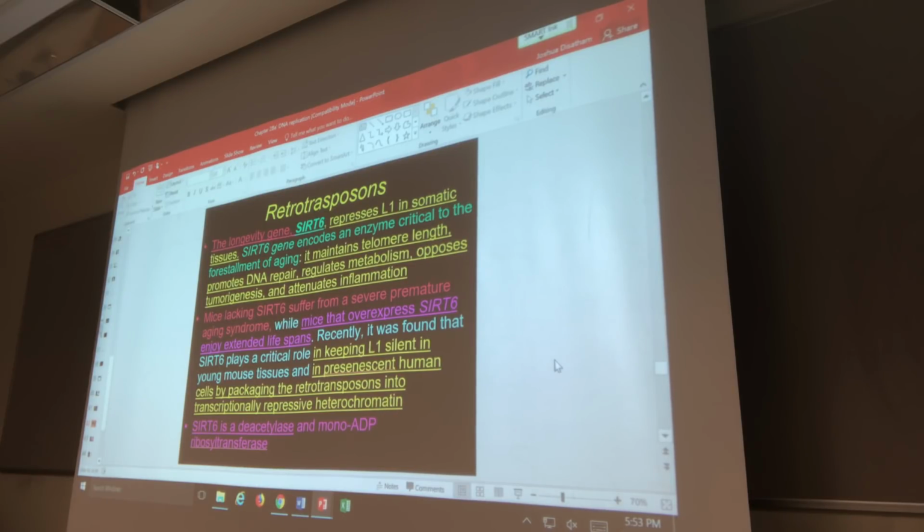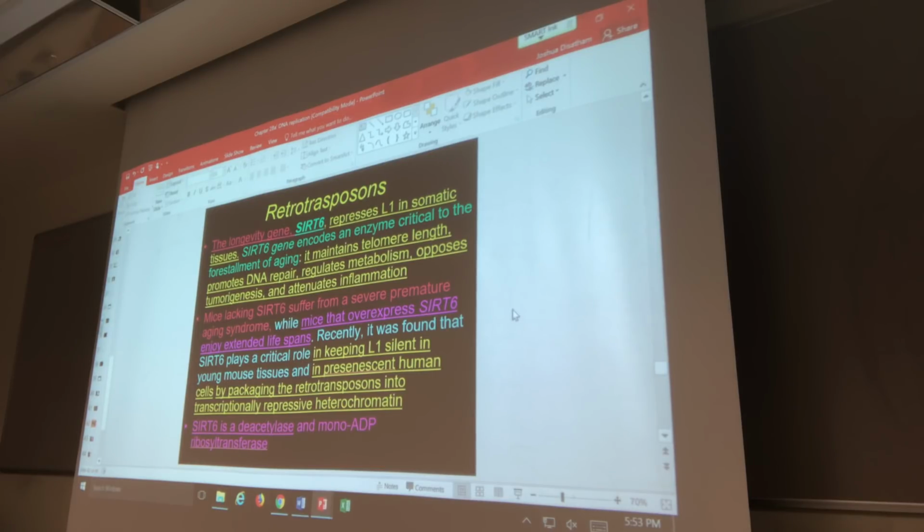So, SIRT6 is a deacetylase. It likes to remove acetyl groups, okay? You don't need to know more than that in regards to the deacetylase thing. Longevity gene, maintains telomere length. Look at all these facts about it. Please memorize them, and it'll be like which of the following is true or which of the following is false about SIRT6 on the exam.